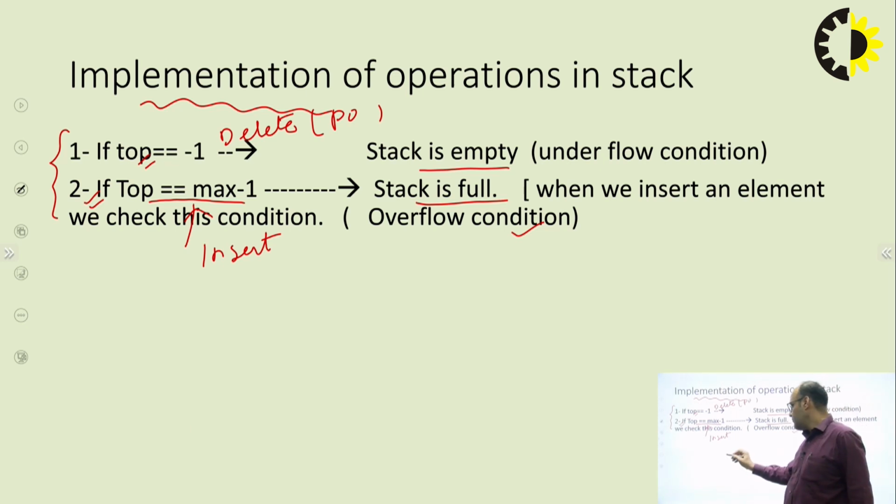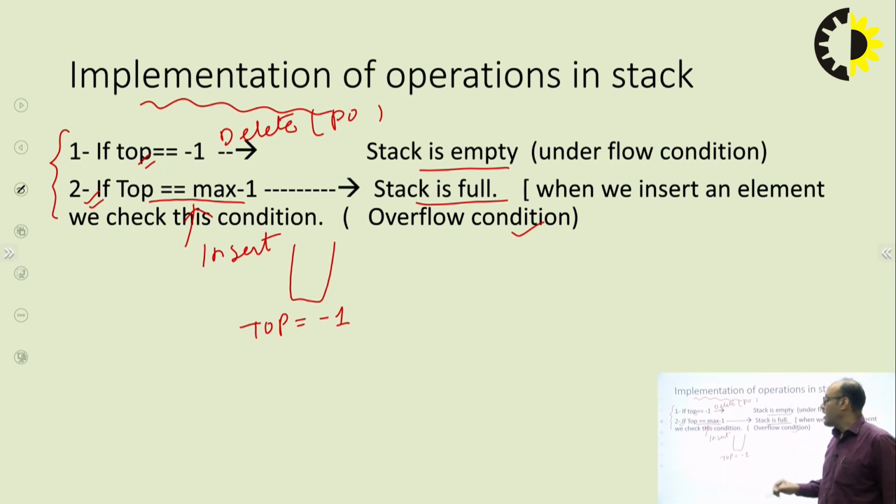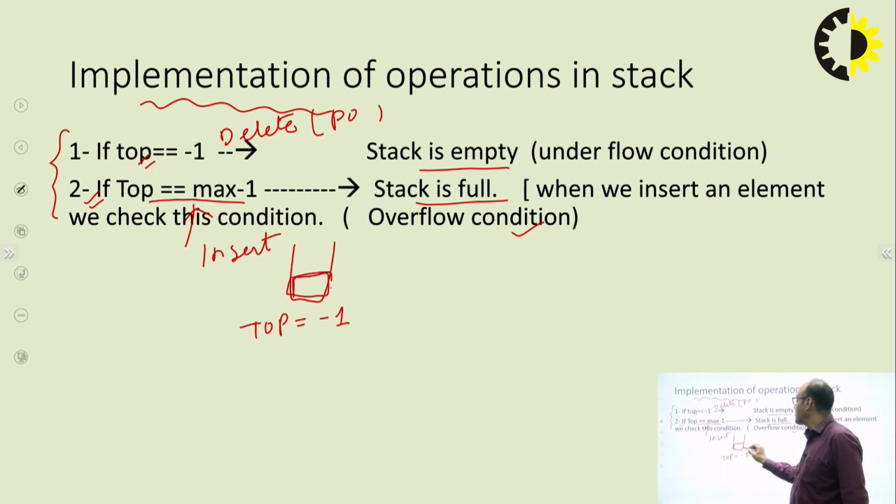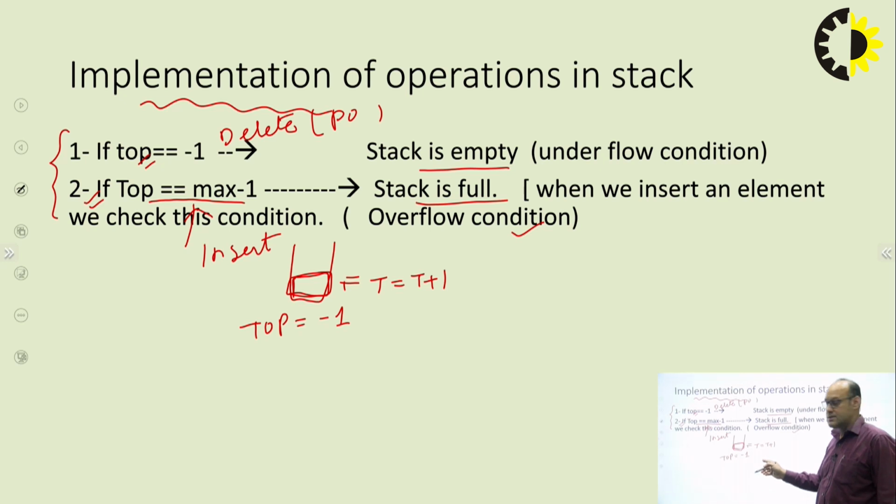How is it performed? For example, I have just initialized a variable top is equal to minus 1. Now, I am going to insert the element in a stack. Firstly, I will create the position where I want to insert. How will this position be created? I will increment the value of top: top is equal to top plus 1. After doing this, top will point to this position. So firstly I will create the position, then I will insert the element. So, how am I going to insert the element?